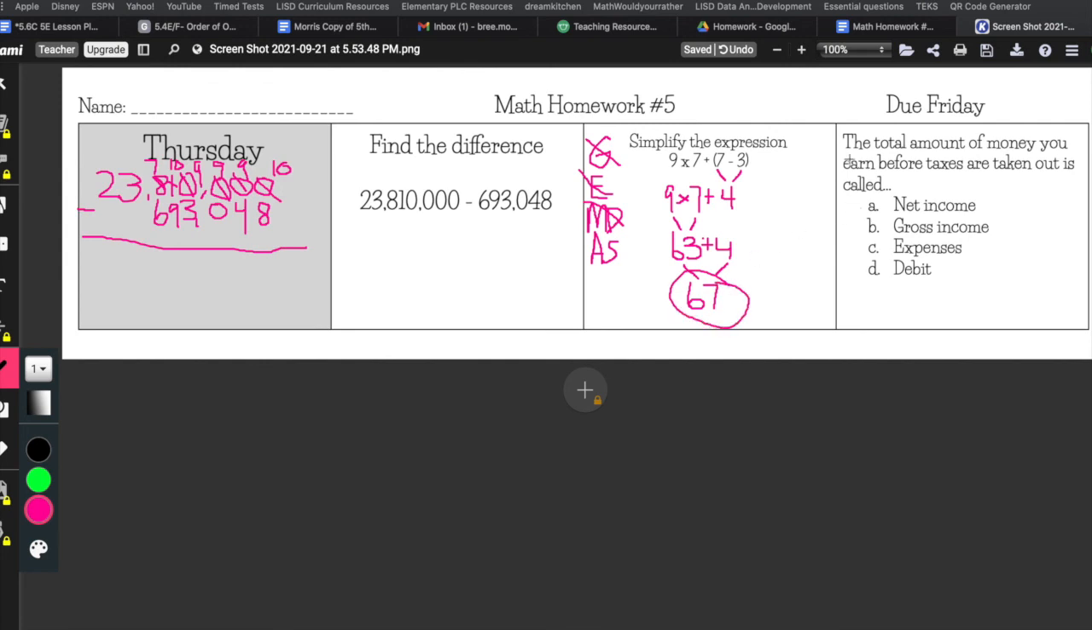Last one. The total amount of money you earn before taxes and deductions are taken out. If you draw your boat, you know the answer. Remember, all those gross fish are swimming in the sea.